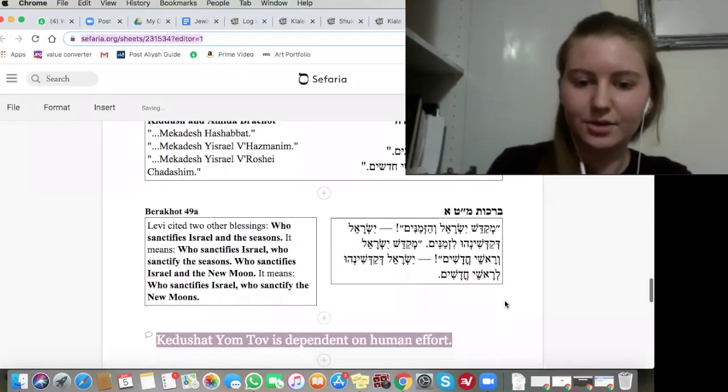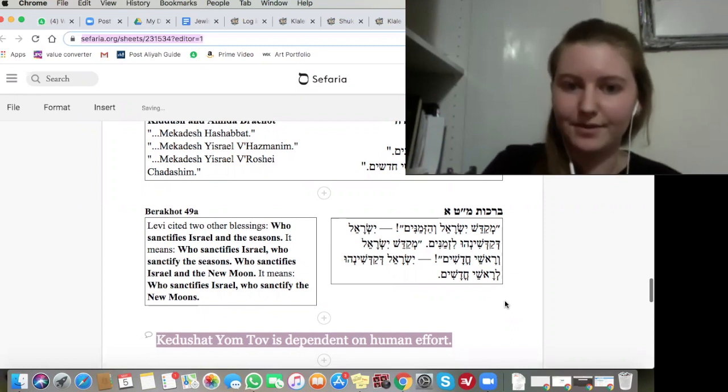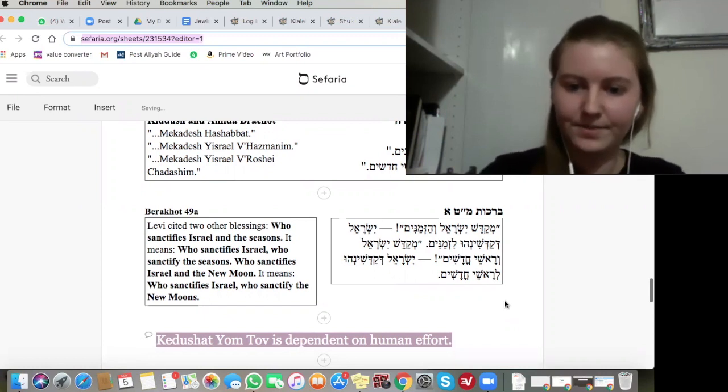So Kedushat Yom Tov is dependent on human effort, right? Because Shabbos happens every 7 days. We know this from the creation narrative. Hashem chose the seventh day to rest. So therefore, every seventh day is Shabbos. But if there is no Bnei Yisrael to sanctify the new moon and thereby set the dates for the holidays, there is no Kedushat Yom Tov. It's all dependent on human effort.